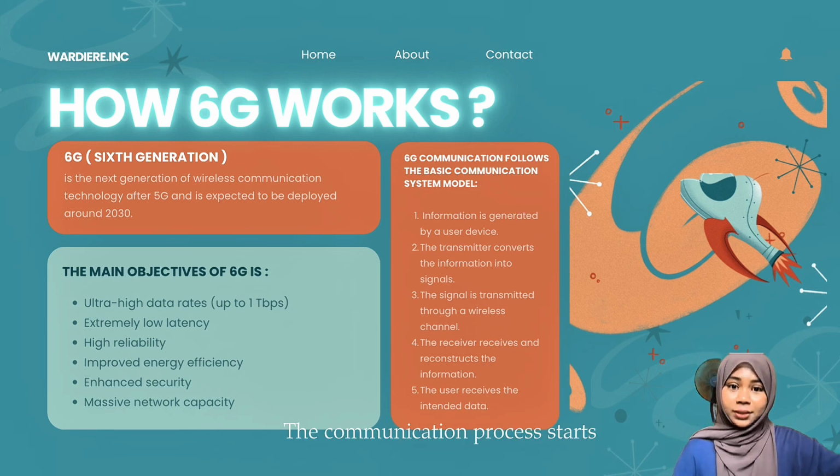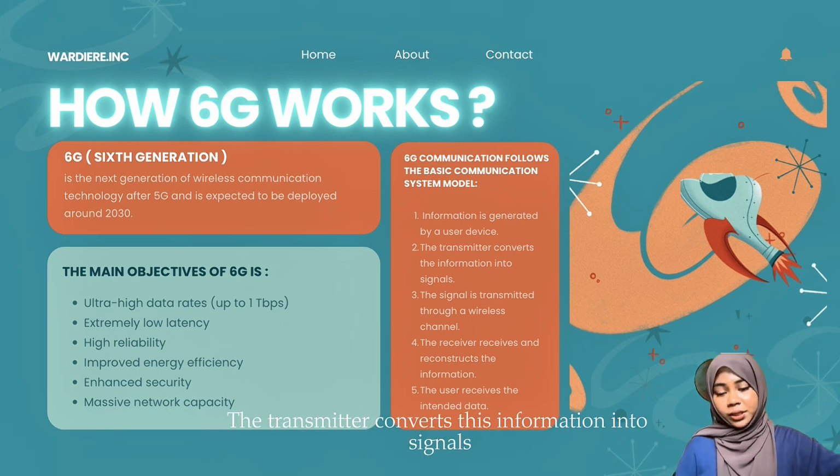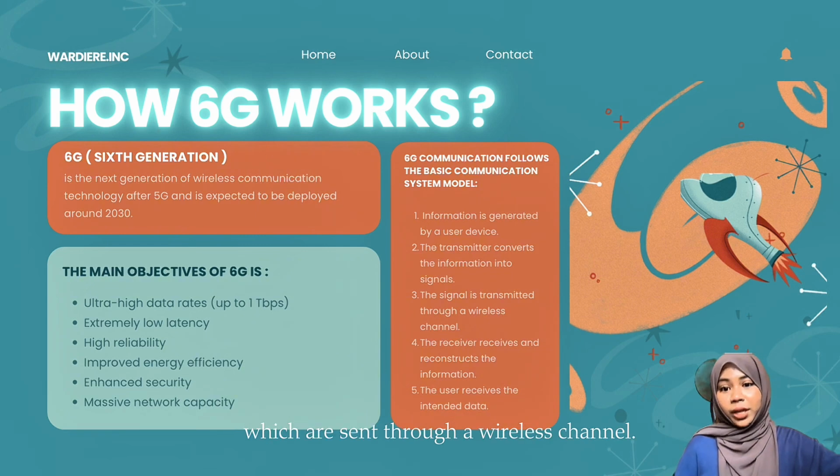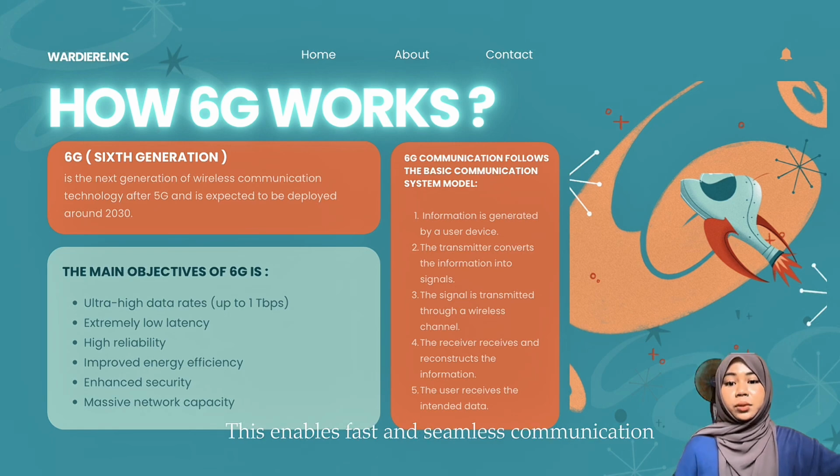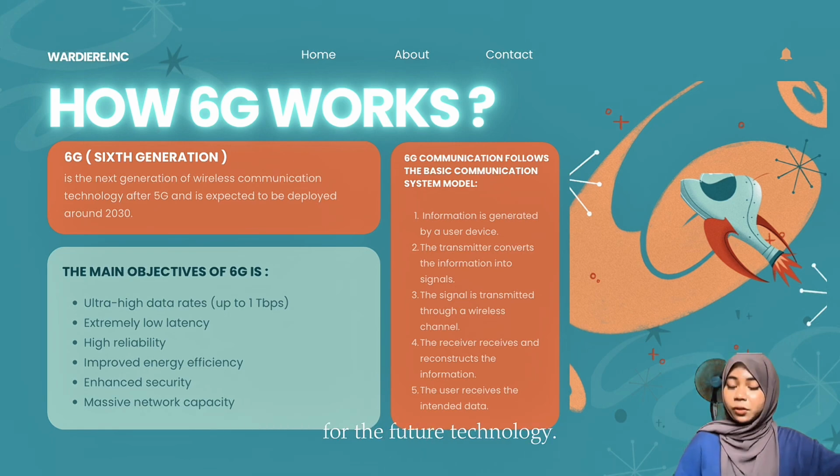The communication process starts when a user generates information. The transmitter converts this information into signals which are sent through a wireless channel. Finally, the receiver reconstructs the information and delivers the intended data to the user. This enables fast and seamless communication for future technology.